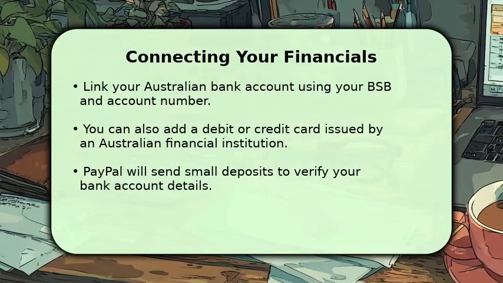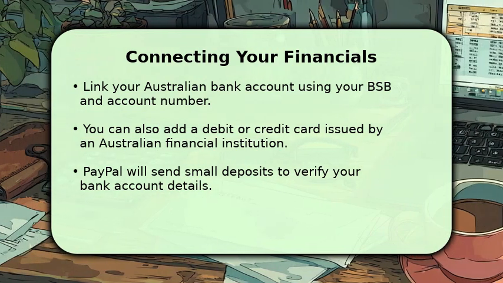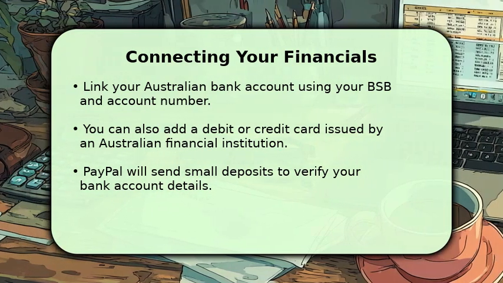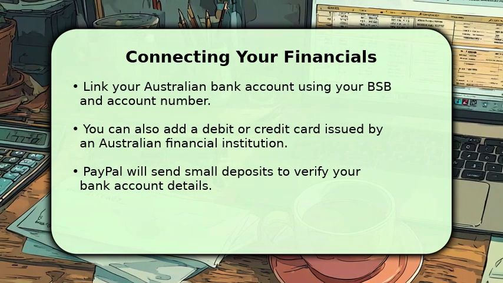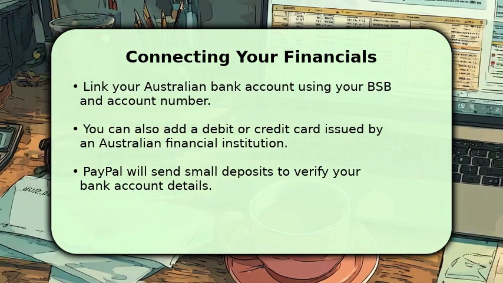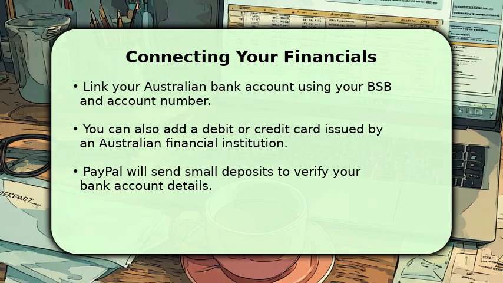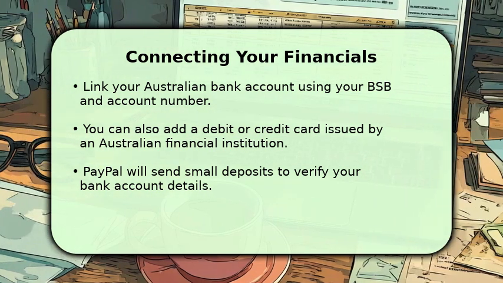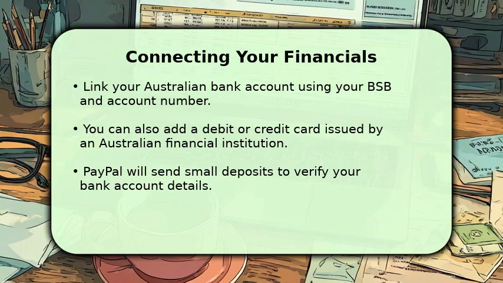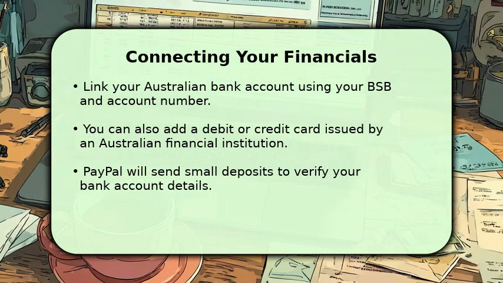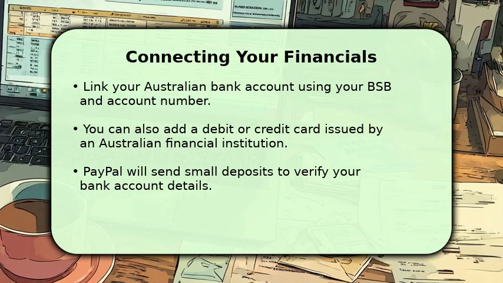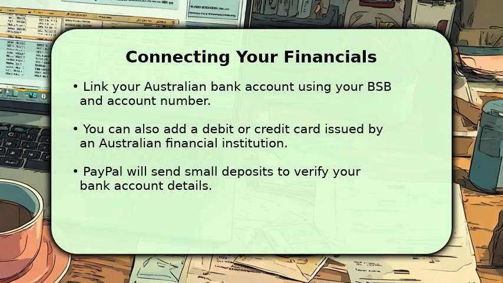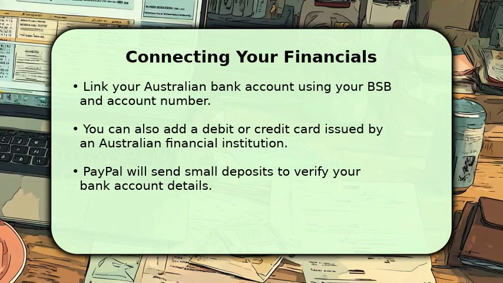Once your account is created, it is time to link your payment methods. You can easily add an Australian bank account by providing your BSB and account number. Alternatively, link a debit or credit card issued by an Australian bank for quick payments. PayPal will make 2 small deposits, often less than $1 each, into your bank account, which you will confirm to complete verification. This step ensures your financial details are secure and ready for use.